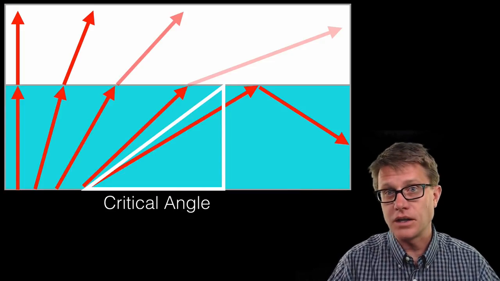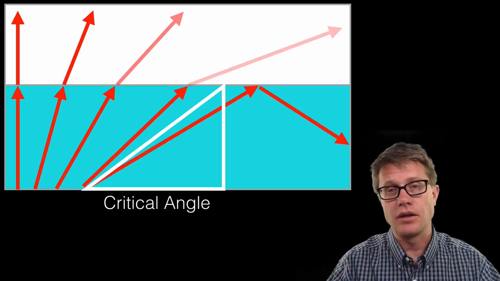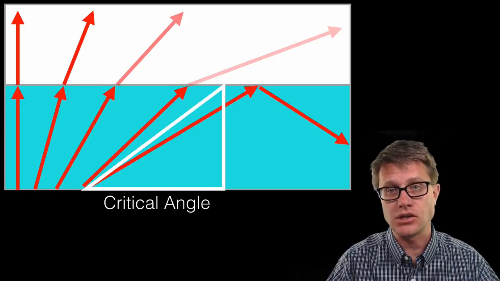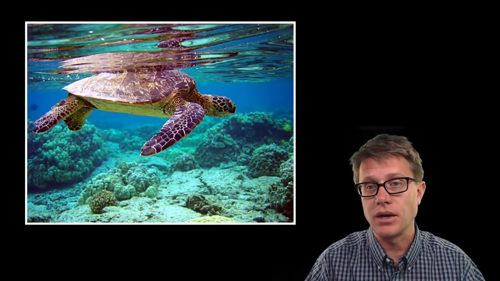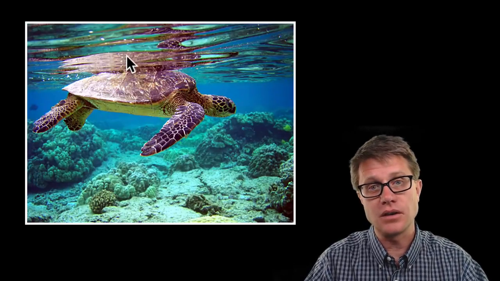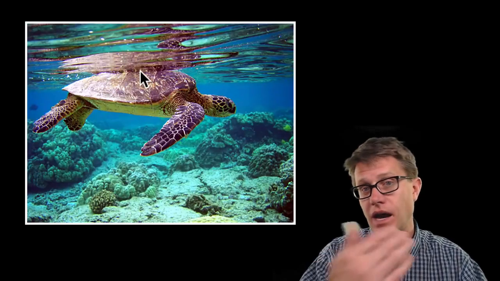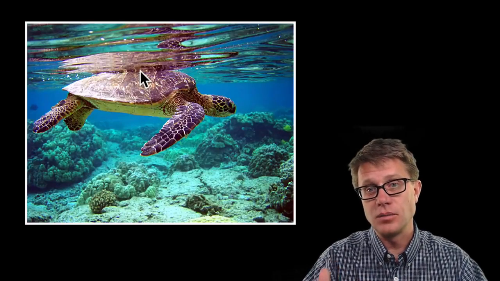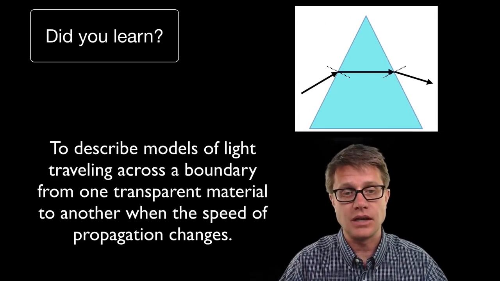Now when all of it gets returned back into the medium, we call that total internal reflection. And so if we look at this sea turtle right here, the reason you're seeing its reflection up here on the surface is that light isn't moving out. It's being reflected to you because of the angle at which you're looking at that turtle.